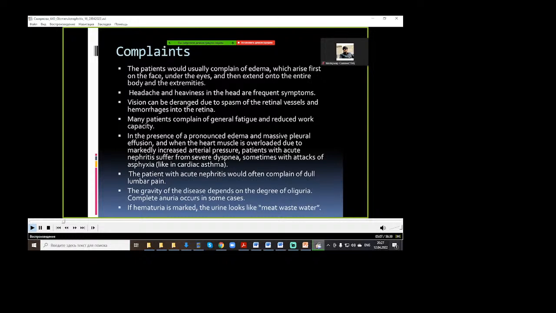Oliguria means decreased urine output less than 500 milliliters per day. Complete anuria may occur in some severe cases. Anuria means decreased urine output less than 100 milliliters per day or complete absence of urine. If hematuria is marked, the urine looks like meat-waste water. Very useful symptom.